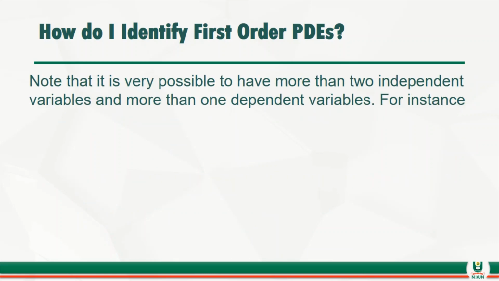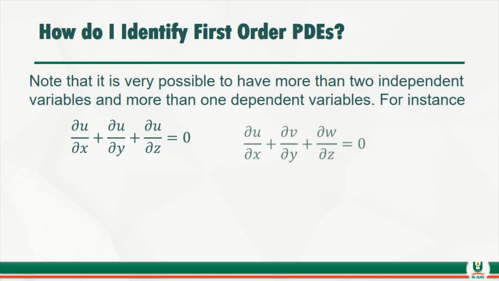In fact, it is very possible to have more than 1 dependent variable. But before I take you to that aspect, let me first show you an example of a first order PDE that depends on 3 independent variables. As you can see, let's consider this. We have u to be the dependent variable, and we have x, y, and z to be the independent variables. In this case, we are going to call this one first order because the derivative of each term is actually 1.